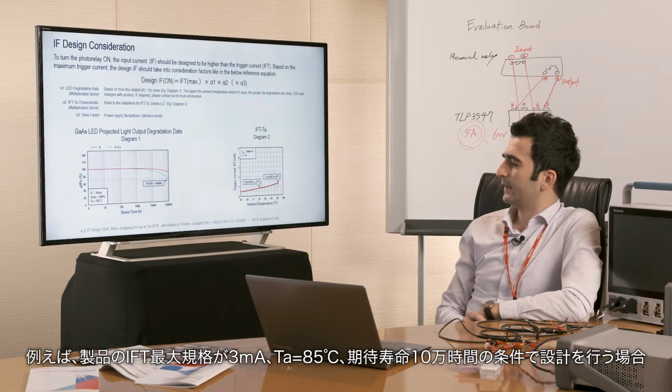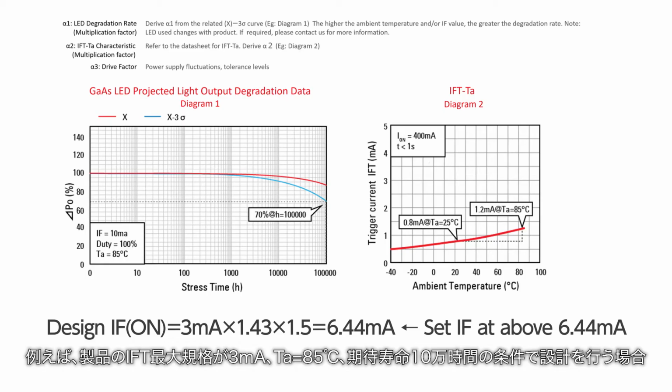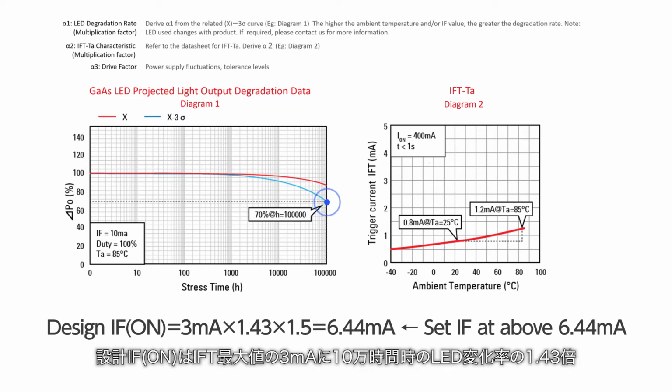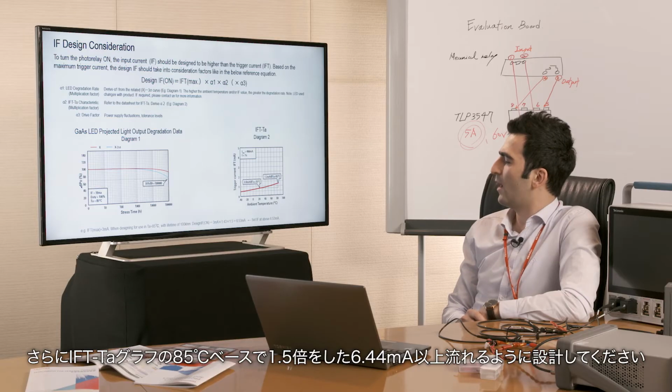For example, if IFT max is specified as 3 mA in our datasheet, and we want to use it at 85 degrees with a lifetime of 100,000 hours, the design IF on should be 3 mA, which is our IFT max, times 1.43, which is our LED degradation rate, times 1.5, which is the IFT-Ta characteristic at 85 degrees. So our set IF should be more than 6.53 mA in this case.